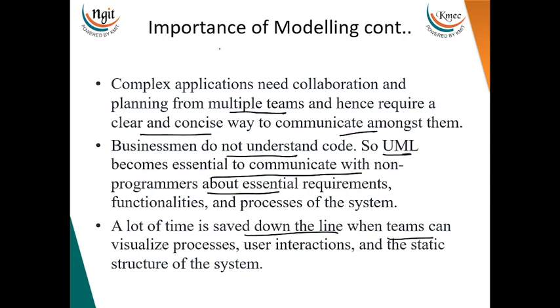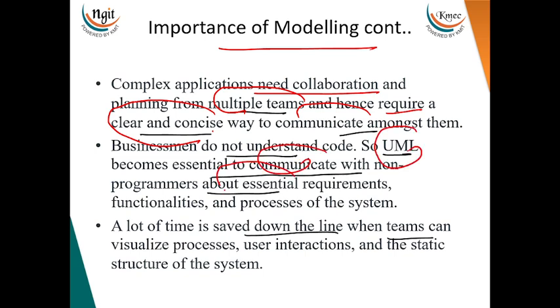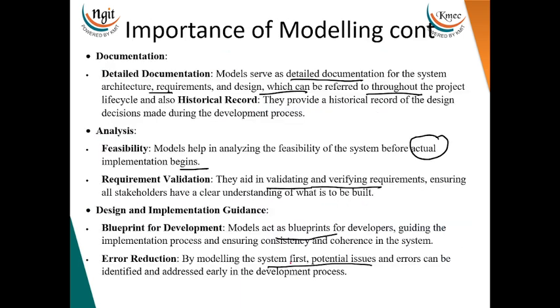Then the impact of modeling. Complex applications need collaboration and planning across multiple teams, and they require clear communication, because when multiple teams are working together they need to cooperate and communicate among themselves. Businessmen do not understand code, so UML is used to communicate with them for program extension. A lot of time is saved when you draw a diagram before the program. Then in the visualization process, user interaction and static structure are defined.